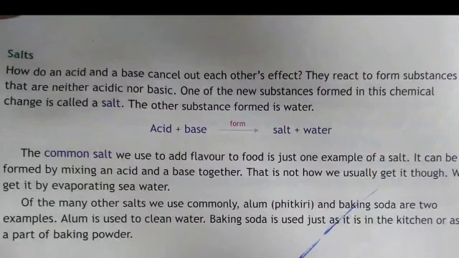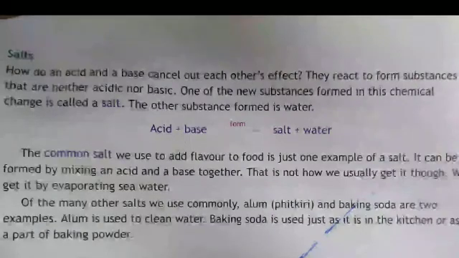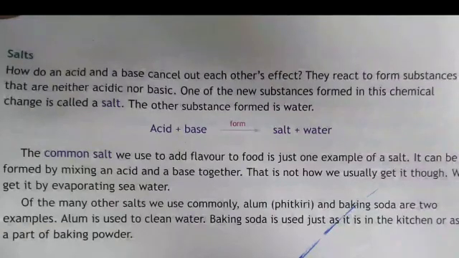Alum. Alum is a kind of salt. We commonly use alum to clean water, and some people tie a black rope to alum and hang it in front of the house for traditional purposes. So alum is a kind of salt. We add alum to water to clean or purify the water. And baking soda is also a kind of salt. Baking soda is commonly used in the kitchen as a part of baking powder.